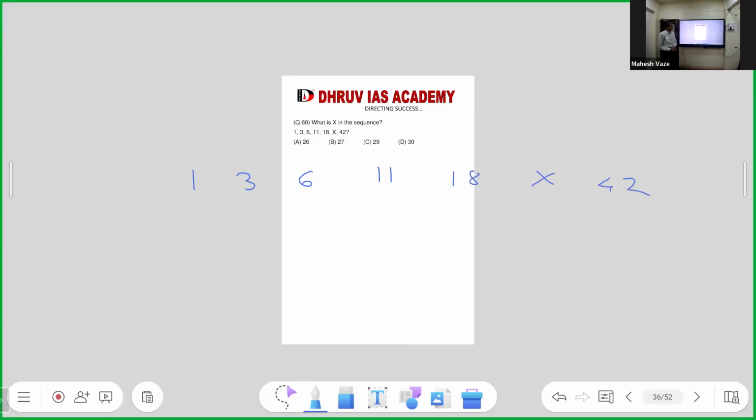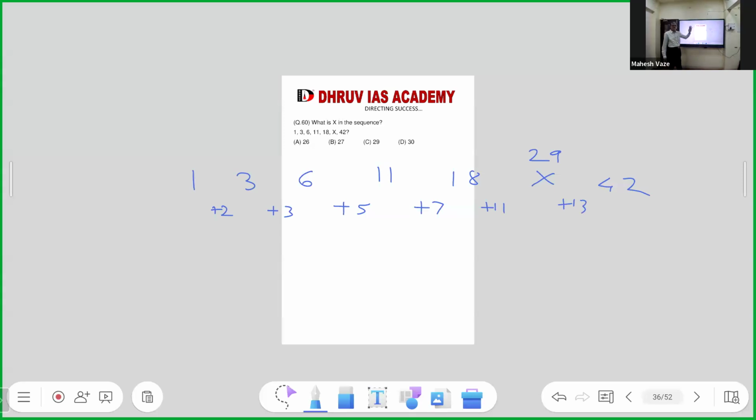X and 42. See here, 1 and 3: the difference is 2. Here, see the difference. It is plus 2, plus 3, plus 5, plus 7. So what you observe here is 2, 3, 5, 7. They are all prime numbers, increasing primes. So the next prime number is 11. If you add 11, it should be 29. And then the series completes with 29 plus 13, 42.